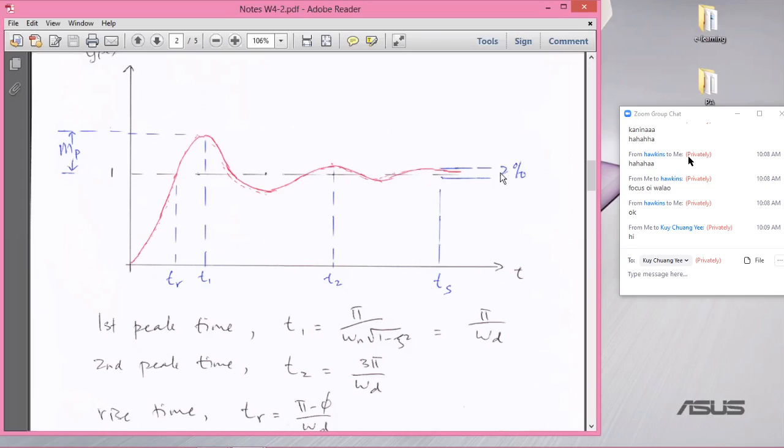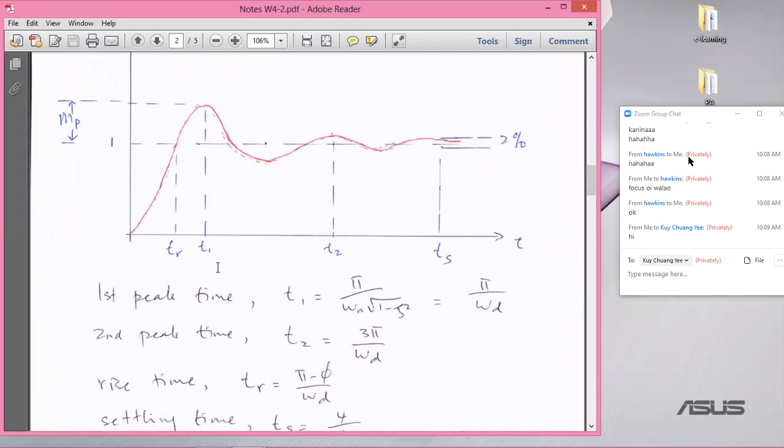When the response is already within 2% of the final value, we say that the system has settled. So these are the values that we are interested in. And Mp is how much the system overshoots from its final value. So all these parameters, the rise time, the peak time, the settling time, and the overshoot, will tell us the characteristics of a control system.